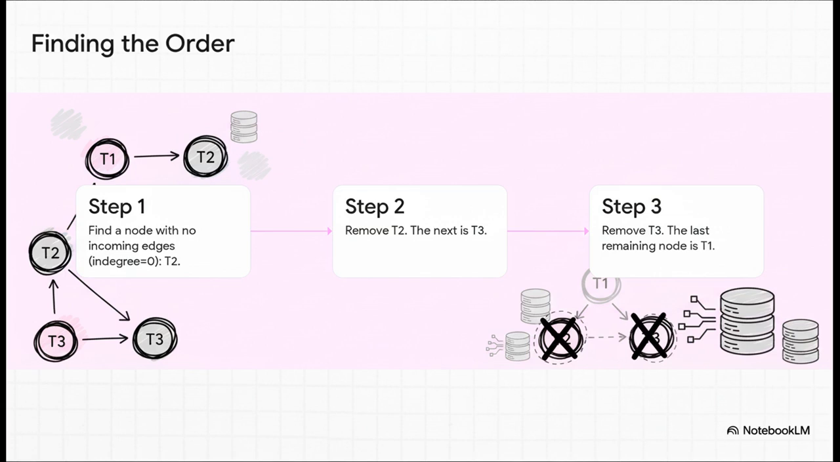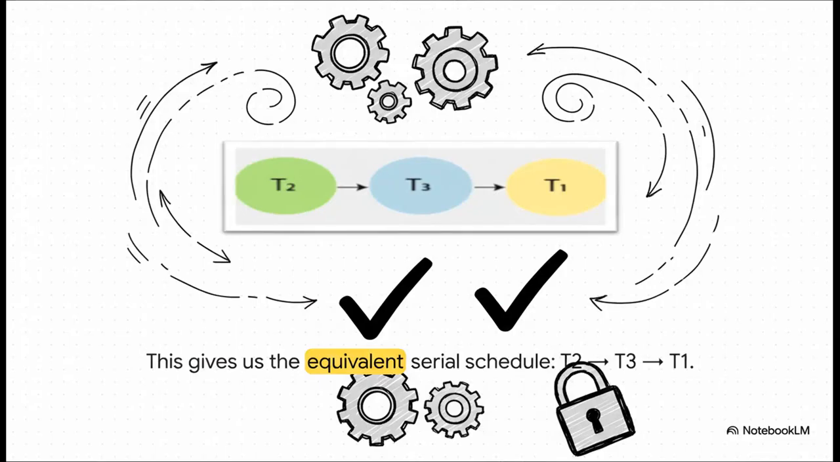Now, with T2 gone, what's the next transaction with no incoming arrows? It's T3, so we pick that one next. And finally, the only one left is T1. And there you have it. This safe serial order that our complicated schedule is equal to is transaction 2, then transaction 3, then transaction 1. If we had just run the operations in that simple one-by-one order, we would have gotten the exact same final result as our fast interleaved schedule. We got all the performance without sacrificing any of the consistency.